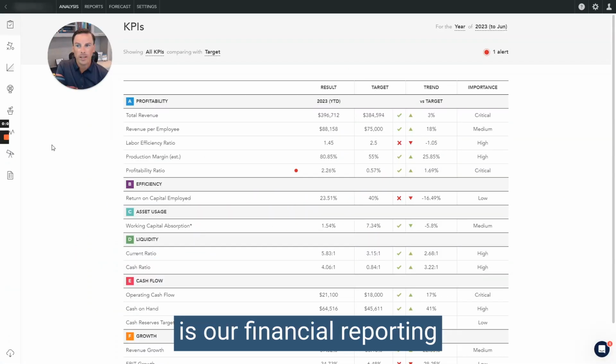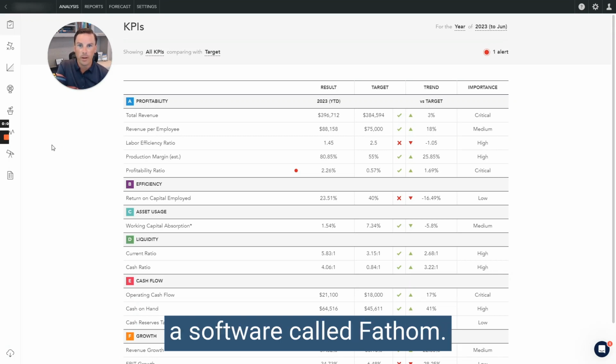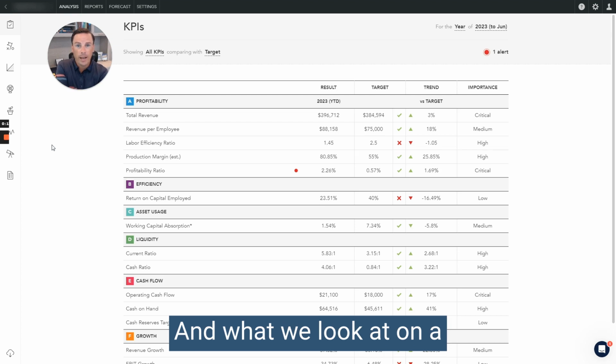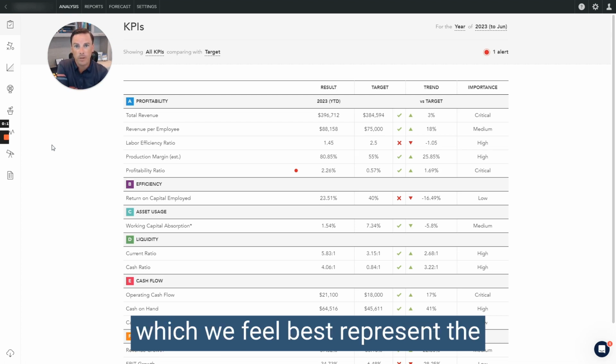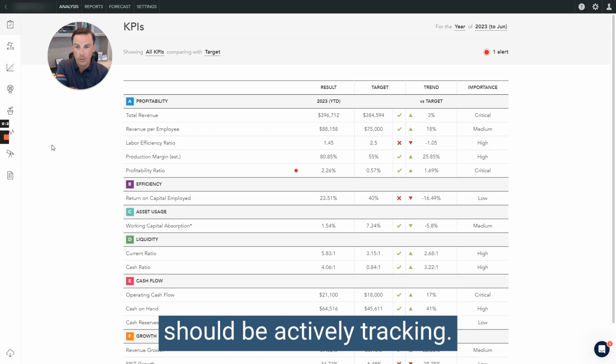What we are looking at is our financial reporting package, and this is built in a software called Fathom. What you see on the screen is the first page, and this is the KPI page. This is the KPI listing. On a monthly basis we look at 15 KPIs, which we feel best represent the things that a marketing agency should be actively tracking.